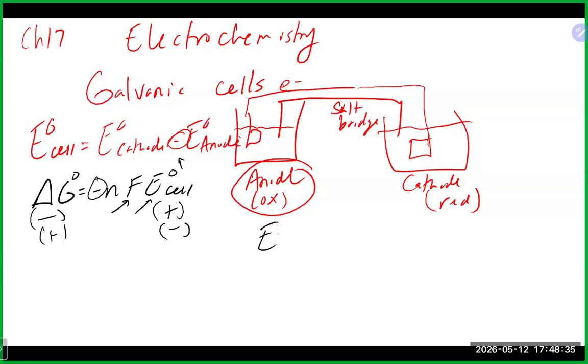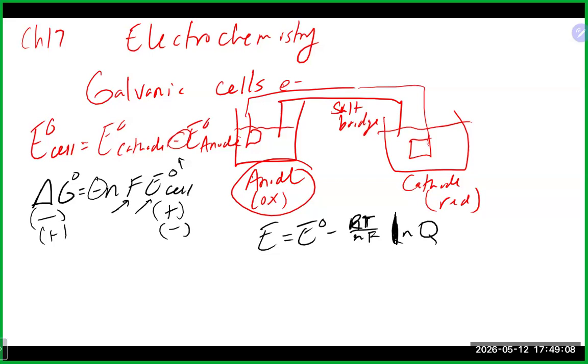We also saw the Nernst equation, with the natural log of Q. And again, this is for non-standard conditions. Remember, standard conditions is 1 atmosphere or 1 molar concentration. So if they are not those things, then you would want to use the Nernst equation.